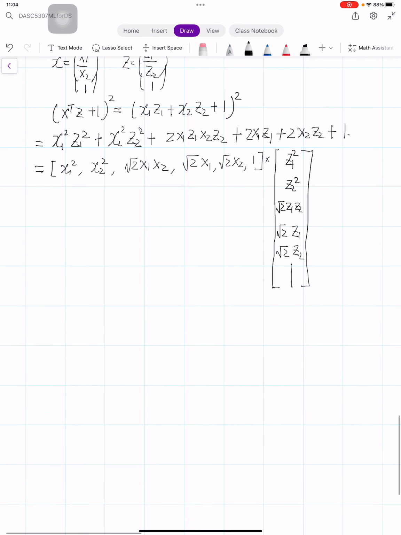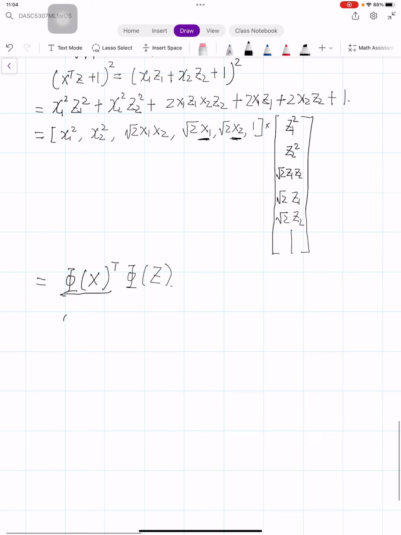So in other words, we can write this as the inner product of phi of x transpose and phi of z. This is the function that transforms the two-dimensional features into 6-dimensional features in this case. So phi of x is a function from R 2 plus 1 to R 5 plus 1.